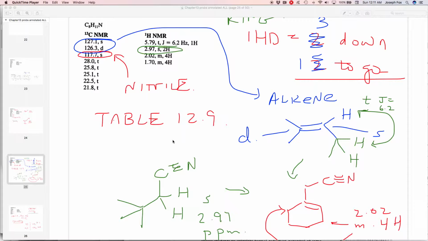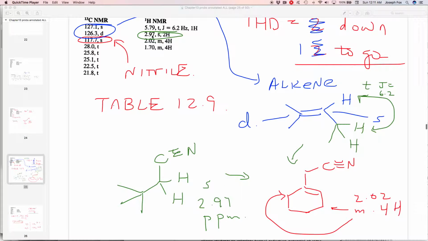We've deduced from our proton NMR that this peak at 2.97, as I mentioned before, is going to be a singlet that is alpha to the nitrile. The fact that this is a singlet tells us that we have a fully substituted carbon next door. So we know that we have a methylene. We have a trisubstituted alkene with a single hydrogen attached to it. This hydrogen has a chemical shift of 5.79 ppm, and it appears as a triplet with a coupling constant of 6.2 hertz.